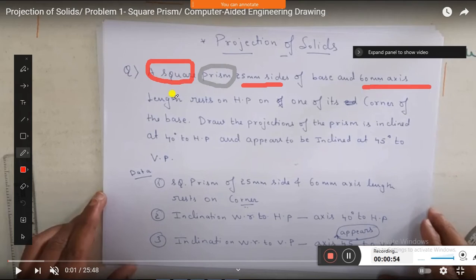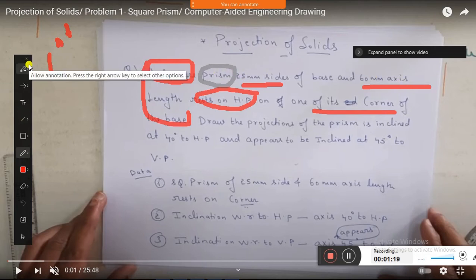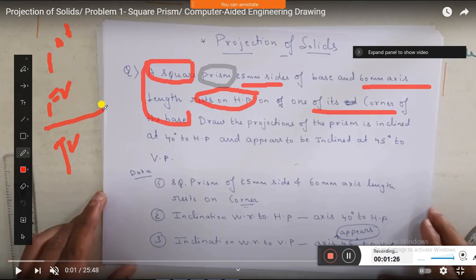And it is always resting on HP. I told you it is always resting on HP, no problem. And the condition is a corner condition. So up to this, by using this data, you have to construct the first position. The necessary data are the corner condition, the square surface, and a prism of 25 mm sides with 60 mm axis. By using this, you can easily draw the top view as well as the front view. Okay, the first position is over. It is the initial position or actual position.